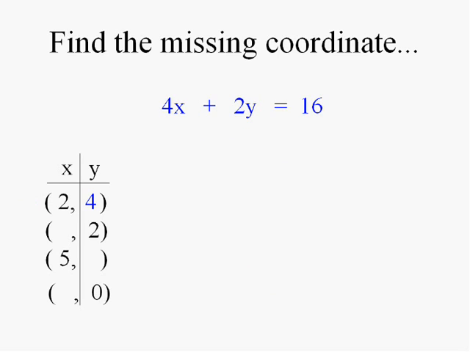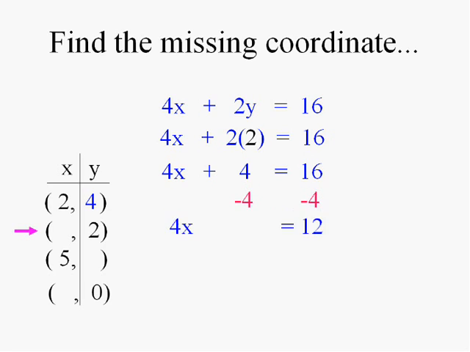Now how's that different from the next point where the 2 is the second coordinate? Well, now that 2 represents the y, so I'll have to put it in for y and solve the equation for x. In this case, 2 times 2 is 4, and I'll have to get x alone by subtracting 4 from both sides and then dividing by 4. And it looks like in this case the pair will work if x is 3. You're absolutely correct.